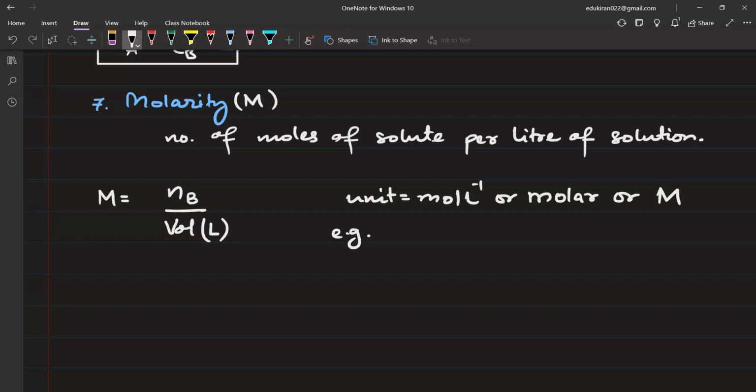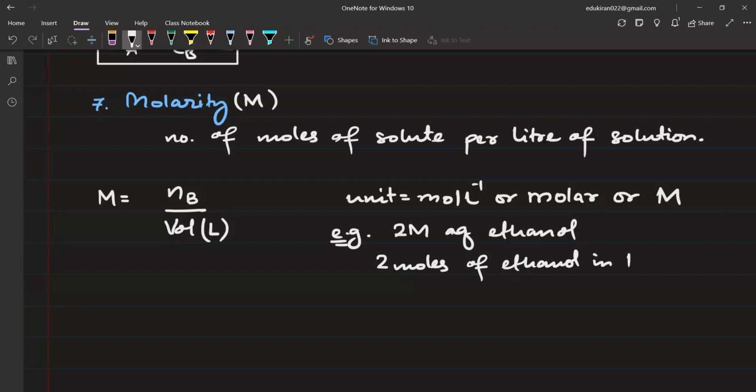For example, if they are saying 2 molar aqueous ethanol, then the meaning of this is 2 moles of ethanol in 1 liter, or 1000 ml, of solution. Okay, so sometimes you can use this formula.